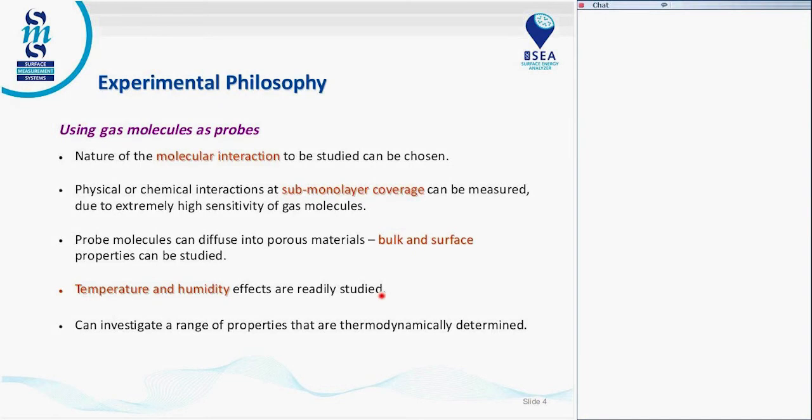One of the advantages of the SMS inverse GC is that we can control both temperature and humidity in the column, so we can study things at real-world conditions. And I will, at the end, talk about the range of properties that can be measured and used with inverse GC. So I'm going to get started.